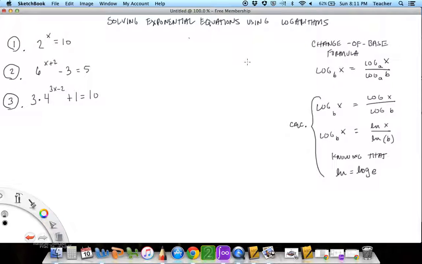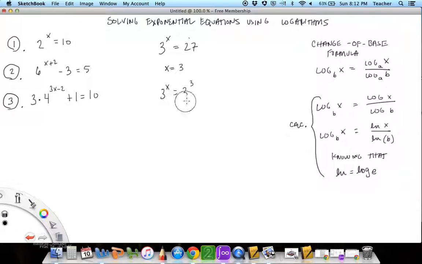Now let's take a quick review of what we have done in the past, and that is if I gave you, let's say, 3^x = 27. In this case this is a very nice problem because 3 to the third equals 27. We could also write it like this: 3^x = 3^3, and because they have the same base they have the same exponents, which means x = 3.